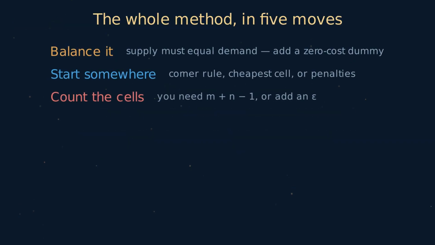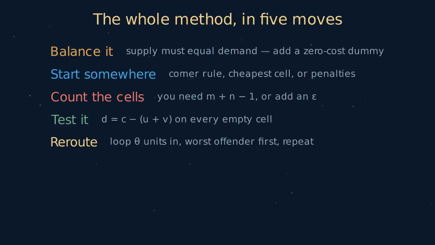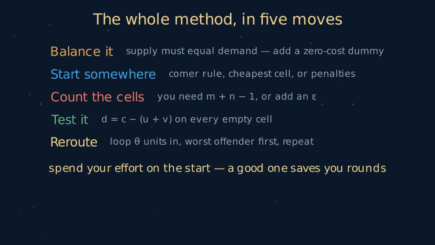So here is the whole thing on one screen. Balance the problem. Build any starting plan. Check that you have m plus n minus 1 filled cells. Test every empty cell with the potentials. And while any of them is negative, loop theta units into the worst offender and test again. And one habit worth keeping. The corner rule is quick to learn and slow to finish. Cheapest cell and penalties take a little more thought and often land you on the answer immediately. Buy the better start.